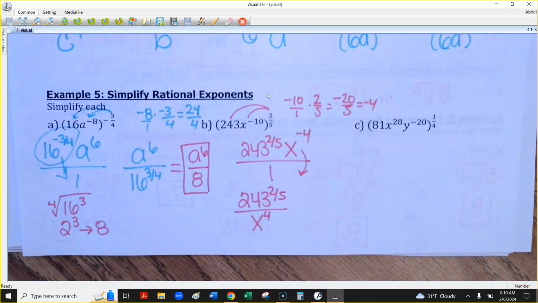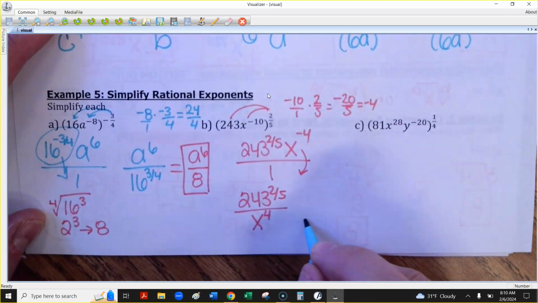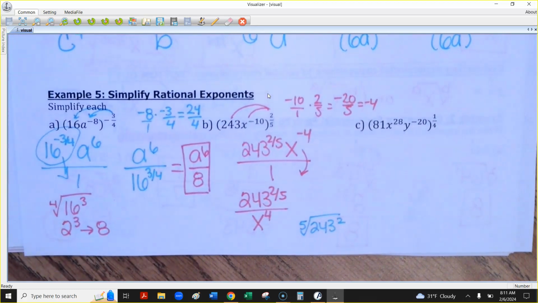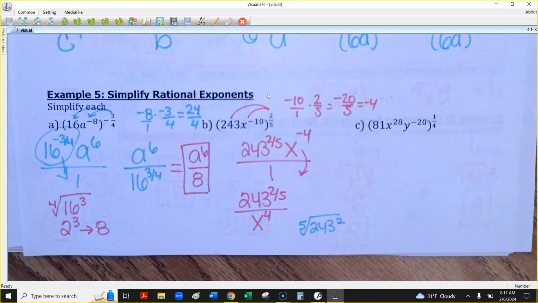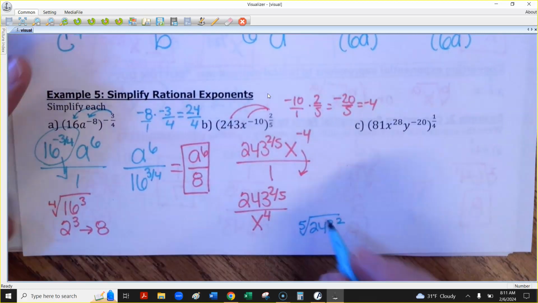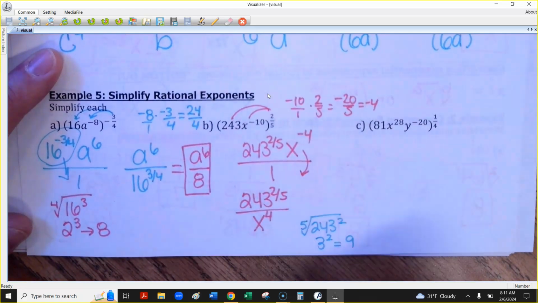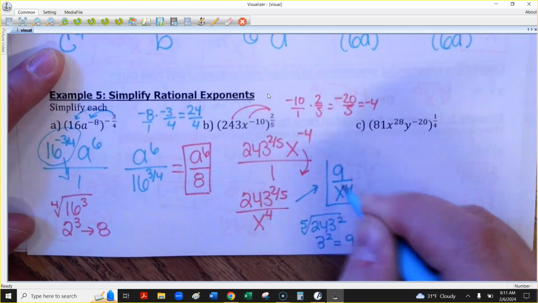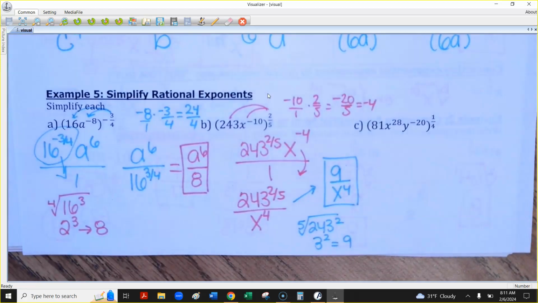We're just going to see if we can simplify the 243 to the 2/5. All right, so bottom out, I'd have the 5th root of 243 squared. This might not be one you guys are super familiar with. Does anybody know the 5th root of 243? 3. Yeah, all right, so this is 3 squared, so then this will be 9. So when I write my answer here, we'd have 9 over x to the 4th. Just try your best to do those without your calculator. Sorry, this is shaking all over the place today, but try your best to do it without a calculator. And then I have one more.